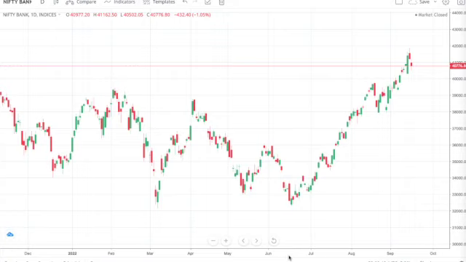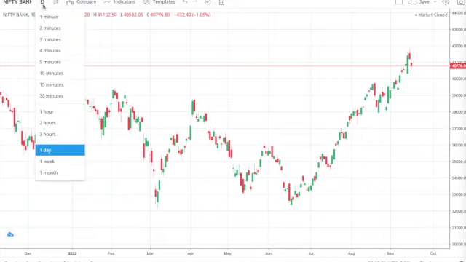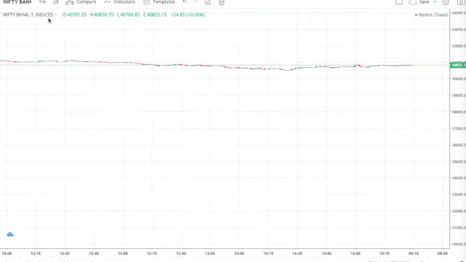So, how do we do scalping and what are the rules of doing scalping? Let's understand, when we are doing scalping we will be going into a very low time frame. What is the lower time frame? That is 1 minute. So we'll set the chart to 1 minute.